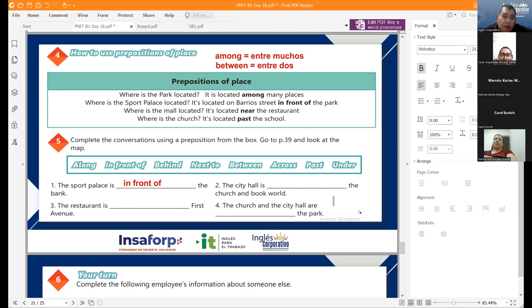¿Se acuerdan qué es in front of? In front of es si usted está parado en la misma acera, frente al lugar, y sin cruzarse a ninguna calle. Al otro lado de la calle, ese es across from. Y en este caso es across from porque está al otro lado de la calle.